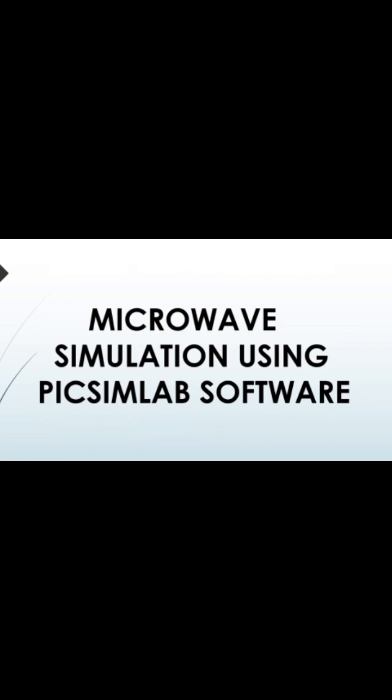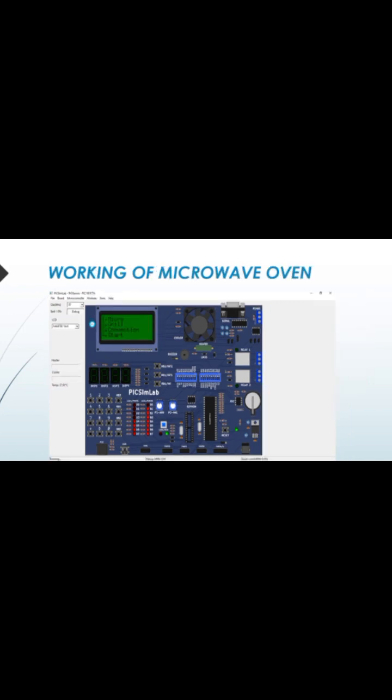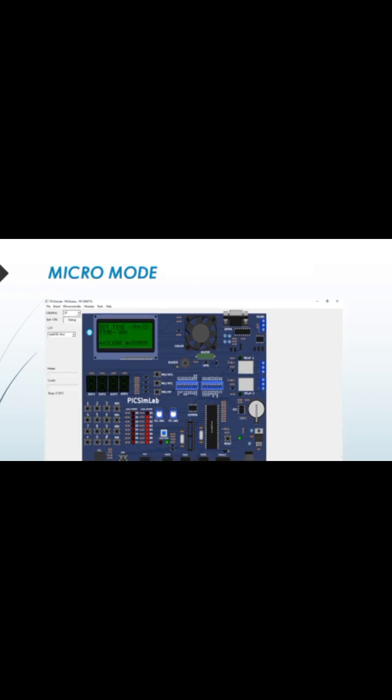I will first show the photos, and then I will show the simulations. This is the PiximLab software. Go inside, choose File, and load the X file, for the working of the micro oven. After loading the X file, there will be micro, grill, convection, start. You need to select the option on the matrix keypad. Let's select 1. It is micro mode.